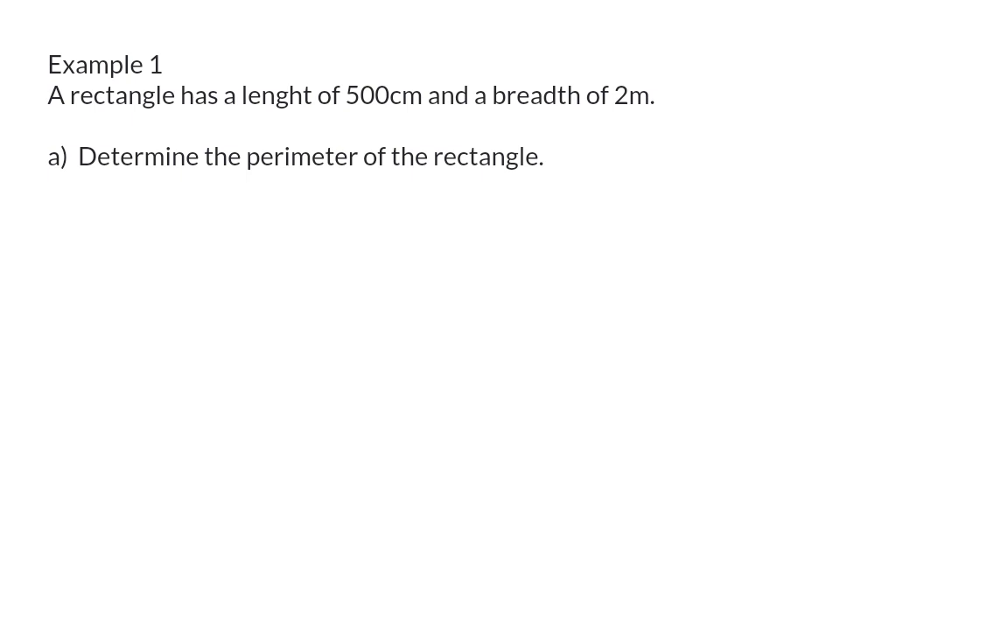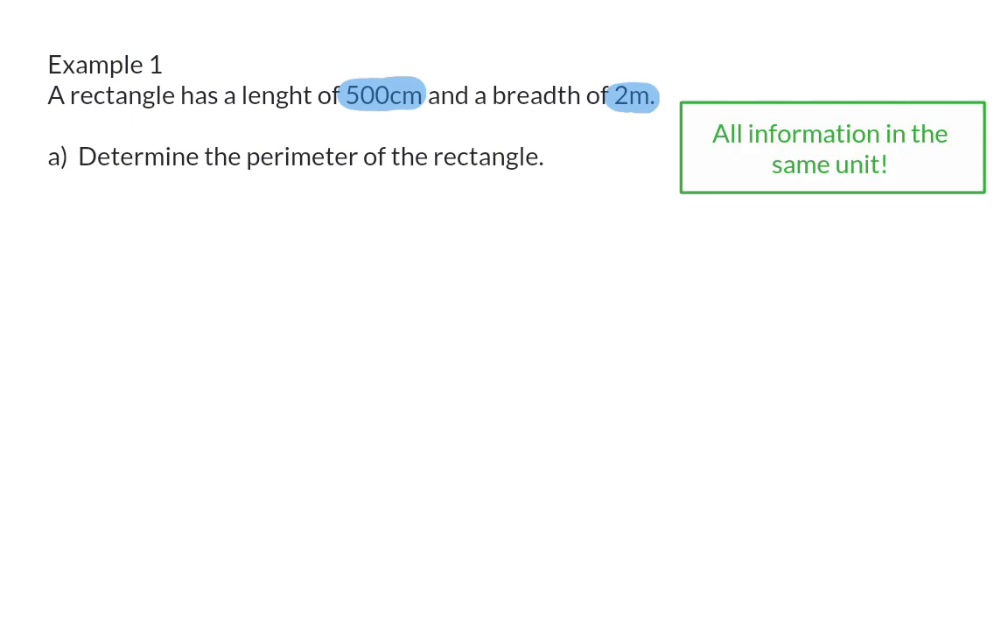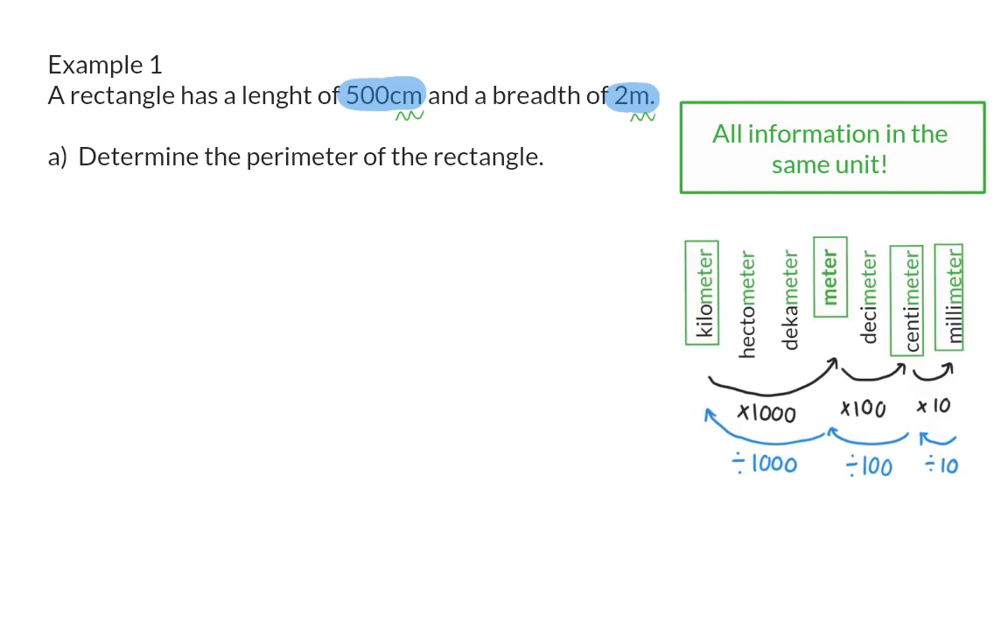Example 1. A rectangle has a length of 500 centimeters and a breadth of 2 meters. First question, determine the perimeter of the rectangle. It is important to ensure that all information is in the same unit before you start doing any calculations. In example 1, we are given information in terms of centimeters and meters, so you need to decide in which unit you are going to work. I will show both options.